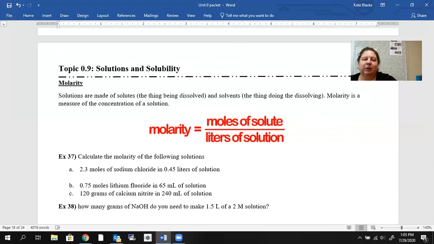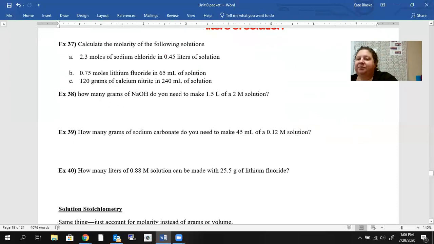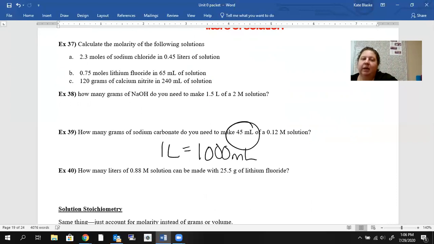Calculating that out shouldn't be a big deal. You've got to convert some things into moles, and maybe we've got to convert some things into liters. Notice it doesn't say milliliters in the equation, it says liters. The conversion is that 1 liter is equal to 1,000 milliliters. Make sure that that's a value that you know.